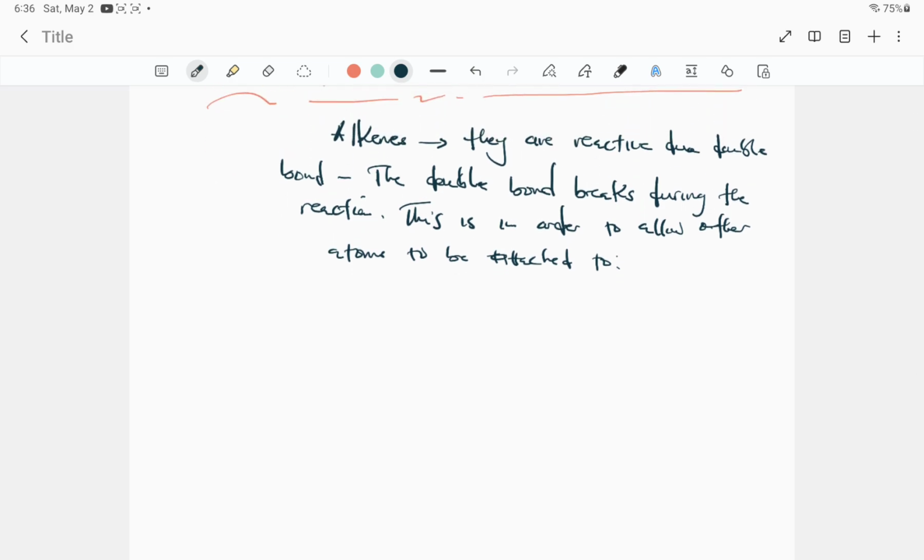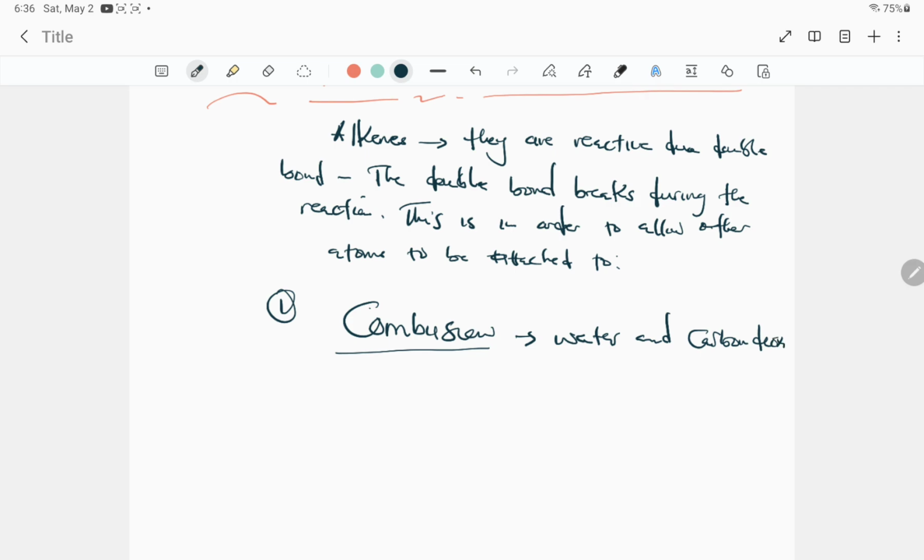So under chemical properties, the first chemical property is what we call combustion. Now combustion, we know that combustion deals with oxygen, and the product mostly is carbon dioxide, or carbon monoxide when oxygen is insufficient. So during this reaction, we'll find that water and carbon dioxide are produced. So I'm just writing simple notes. That is what we're expecting to see.